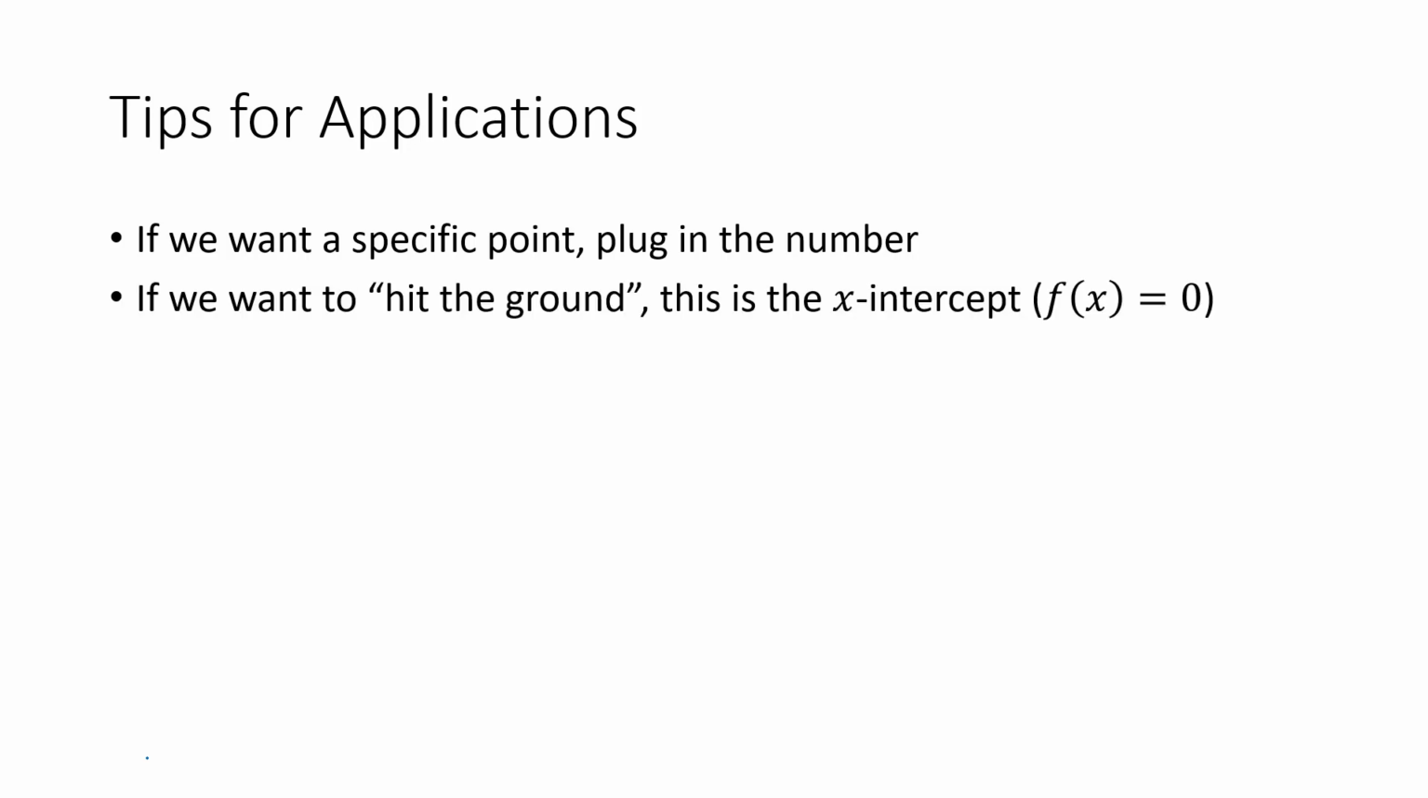Now, if we want to hit the ground, quite often quadratic functions are used when we throw something maybe out of a window or off a cliff. It goes up in the air and it comes down and it hits the ground. The point where we hit the ground is the x-intercept. So if we find the x-intercept, we have found the hit-the-ground point of whatever we're talking about.